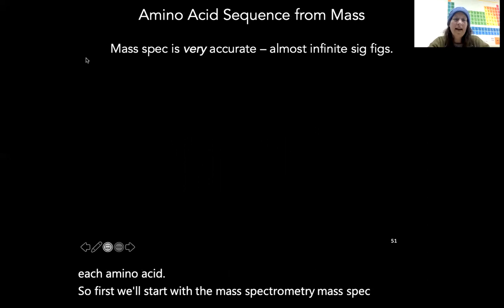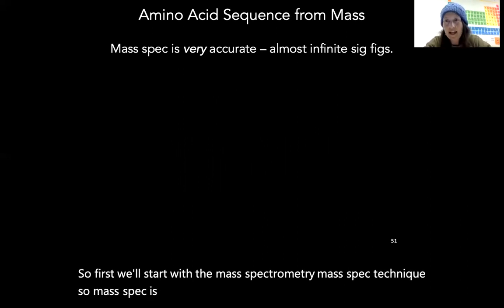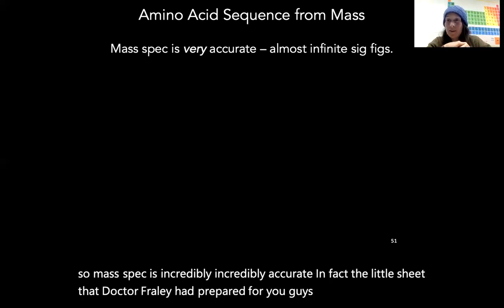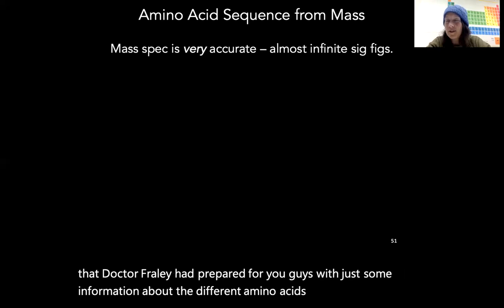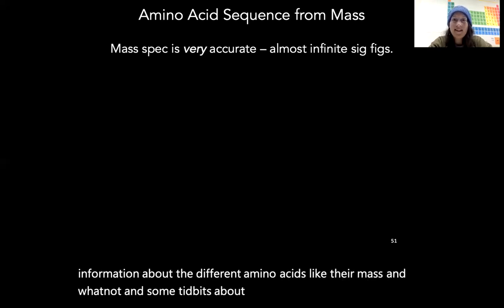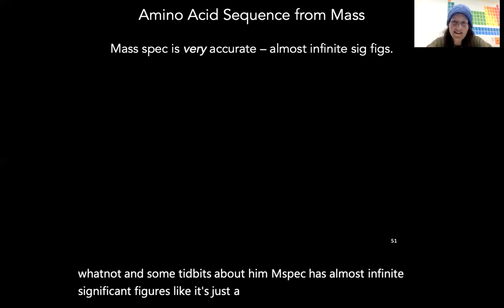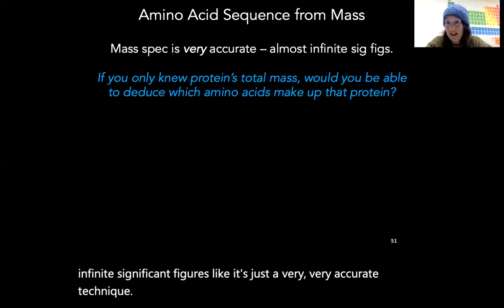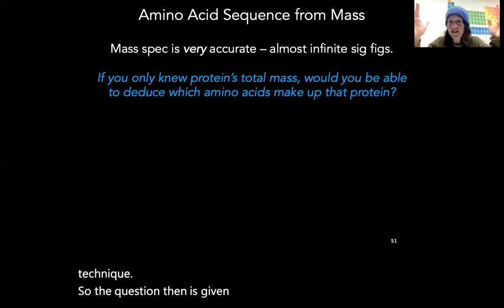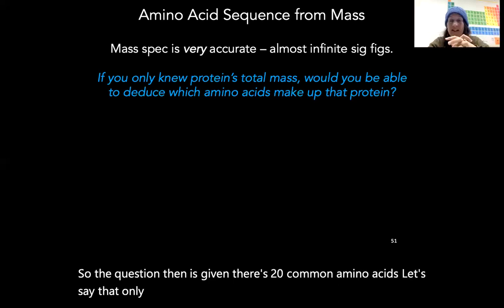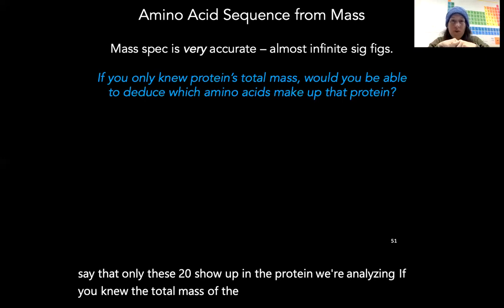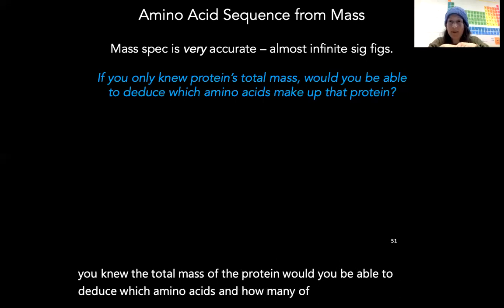technique. So mass spec is incredibly accurate. In fact, the little sheet that Dr. Fraley had prepared for you guys with just some information about the different amino acids, like their mass and whatnot, and some tidbits about them. Mass spec has almost infinite significant figures. Like, it's just a very, very accurate technique. So the question then is, given there's 20 common amino acids, let's say that only these 20 show up in the protein we're analyzing. If you knew the total mass of the protein, would you be able to deduce which amino acids and how many of each make up that protein?